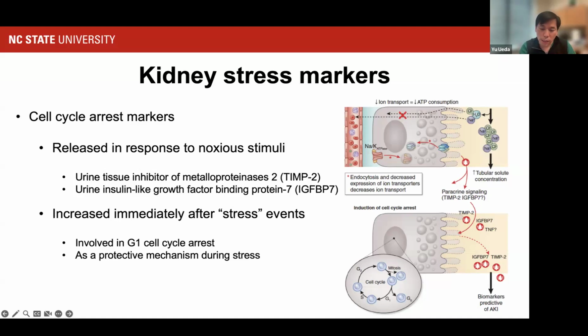When these tubule cells get the noxious stimuli, they're trying to conserve energy by decreasing the expression of the ion transporters, such as sodium potassium ATPase, and also trying to decrease protein expression, protein production, in the tubule cells. And this is a way that they can try to prevent cell death due to cellular energy failure.